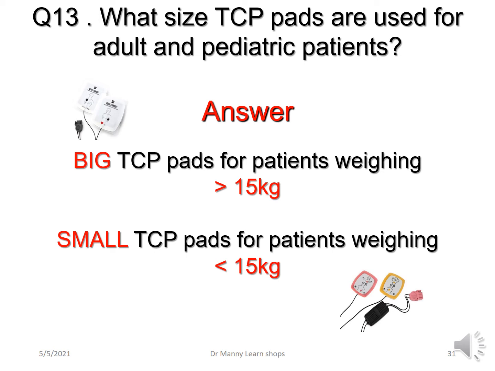What size transcutaneous pads are used for an adult or for a pediatric patient? Well, it's not really for adult or pediatric. It's basically big pads are typically recommended for patients weighing more than 15 kilos. Small pads are typically recommended for patients weighing less than 15 kilograms.